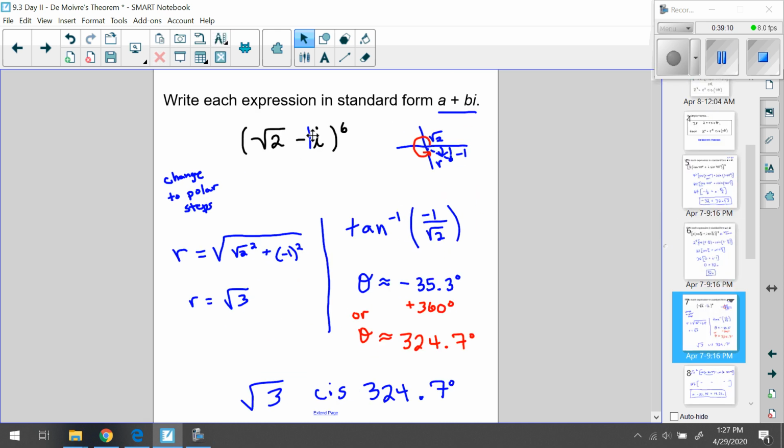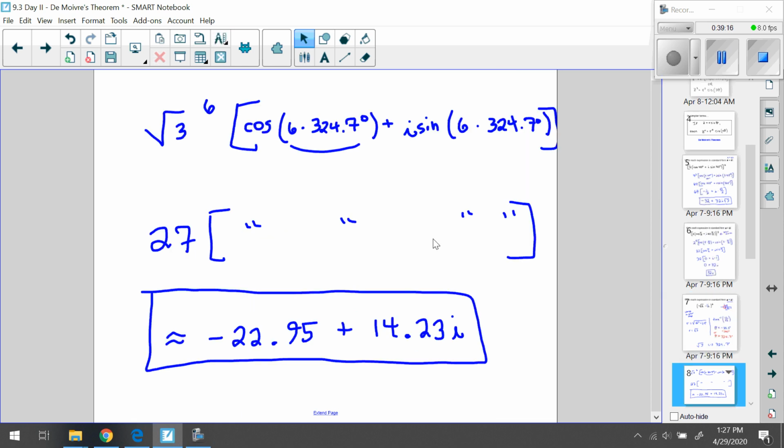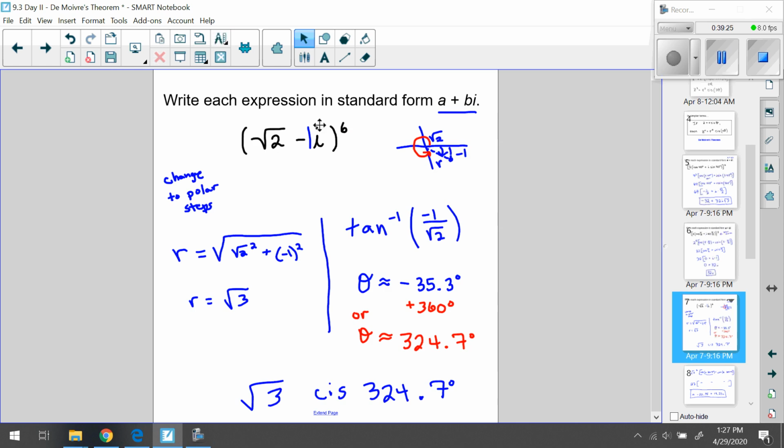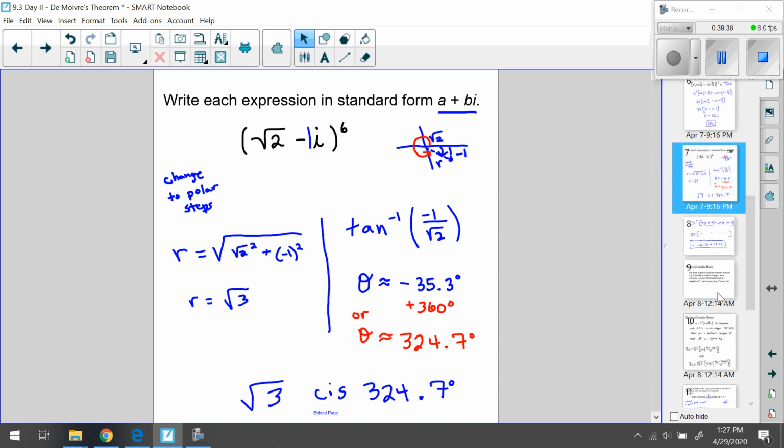And then eventually they'll switch over and they'll give you some that are in a plus bi form. And so you have to change it to polar form. And then when you're all done, it goes back to a plus bi form. And so it kind of feels a little redundant, but there's not really a good way to turn a number like this without foiling it out 6 times. And I don't think we want to do that. And so we can use our formula if we're willing to just change it to polar form first. So I would highly recommend that you do that, change to polar form.